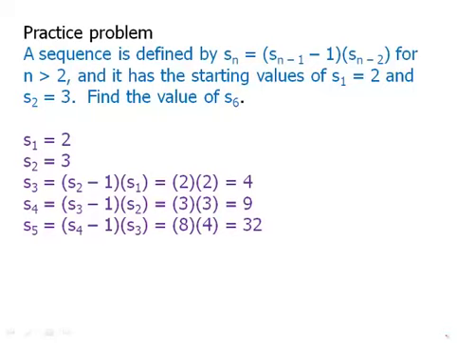Now the sixth term, we're ready for the sixth term. This is going to be the fifth term minus 1, 32 minus 1, which is 31, times 9. And 31 times 9, we can do that without a calculator. 30 times 9 is 270, so 31 times 9 is 279. And that is the sixth term on the list.